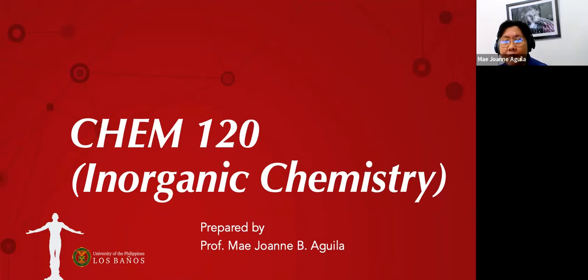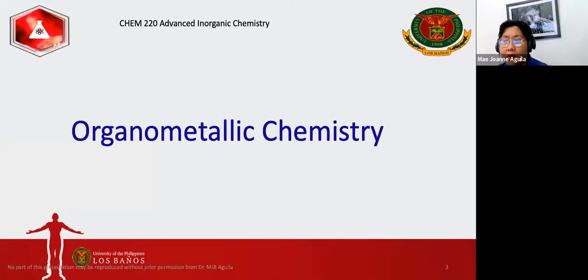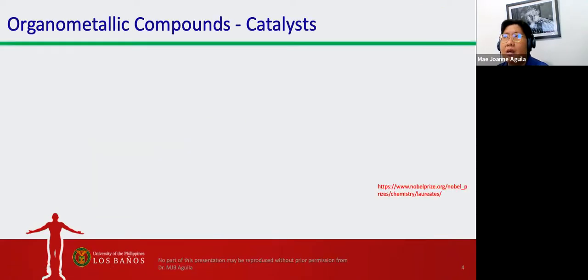And for this video lecture, we're going to look into some introductory discussion about a special topic, and this is on organometallic chemistry. So organometallic compounds, these are some of the known catalysts in many industrial processes.